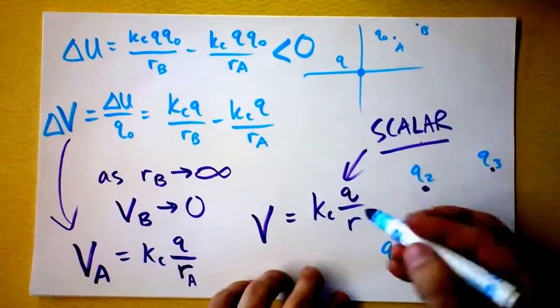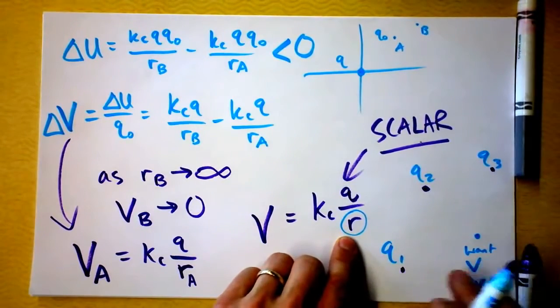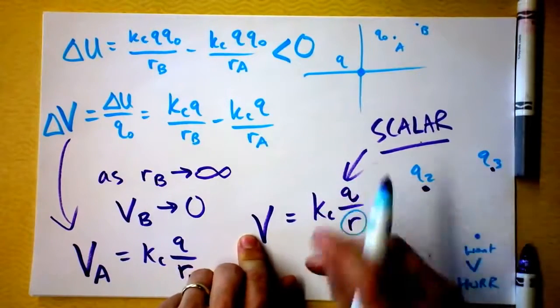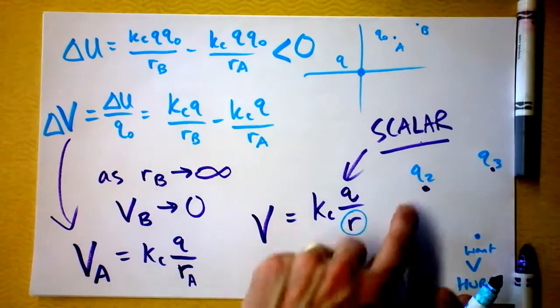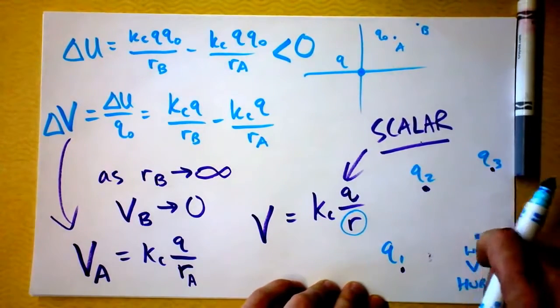R is always a positive number because it is simply a distance. It doesn't have anything to do with which side of it you're on. And this is simply a scalar, so it doesn't have any direction. But Q, if one of these charges were negative, it would reduce the potential at this location right here.